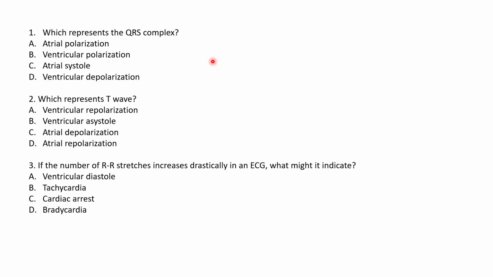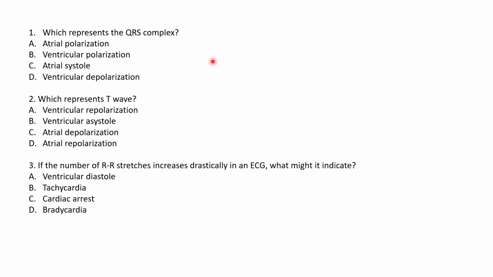So the answer is B actually, tachycardia, because if you have the number of RR stretches increasing, that just means that the heart is beating really fast, right? Really rapidly. So the number of stretches within the same time, let's say, or the same sort of sheet of ECG paper is going to be more, right? Whereas if the stretch itself lengthens, then that will say something else about what's happening to the heart.